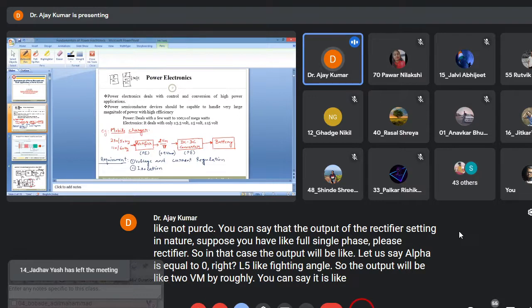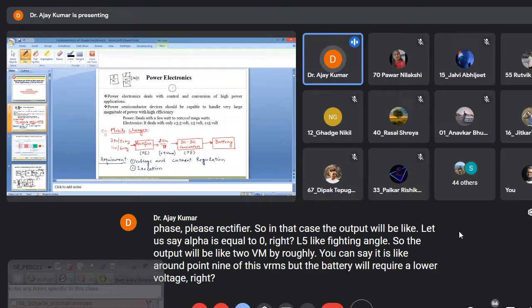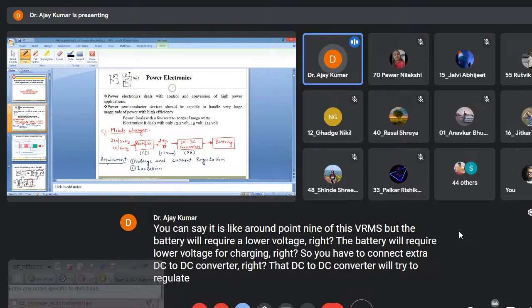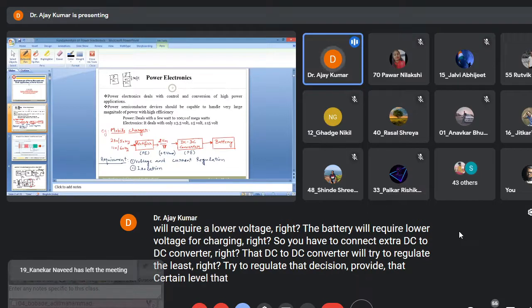But the battery will require a lower voltage, right? The battery will require a lower voltage for charging, right? So you have to connect an extra DC to DC converter, right? That DC to DC converter will try to regulate the DC and provide a certain level, the level required by the battery, right?